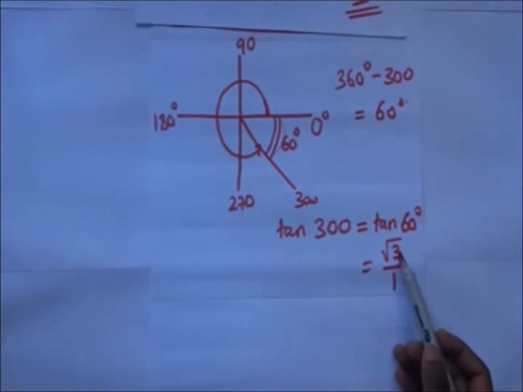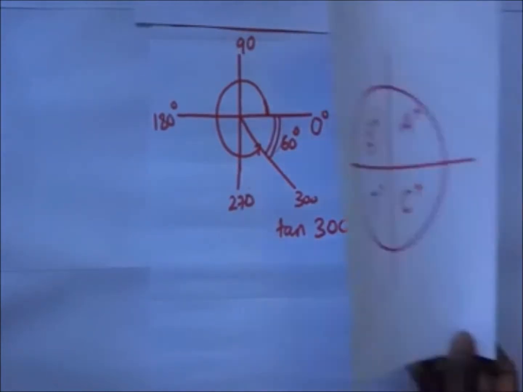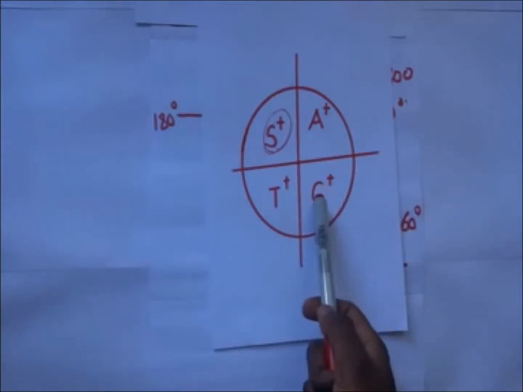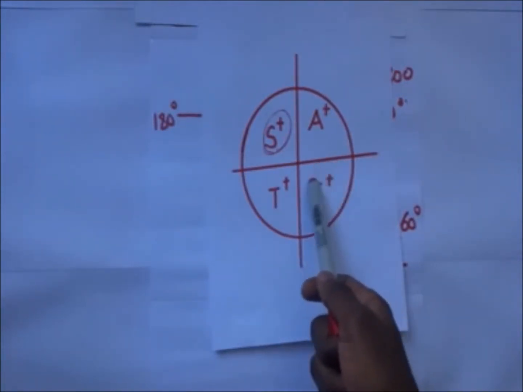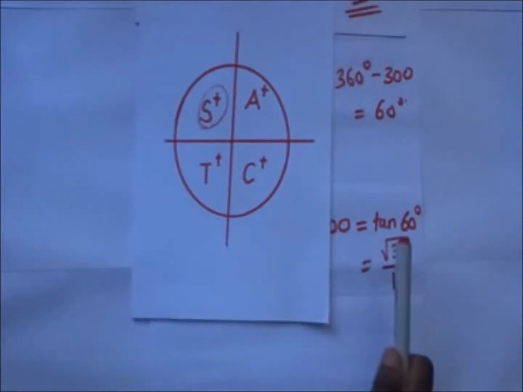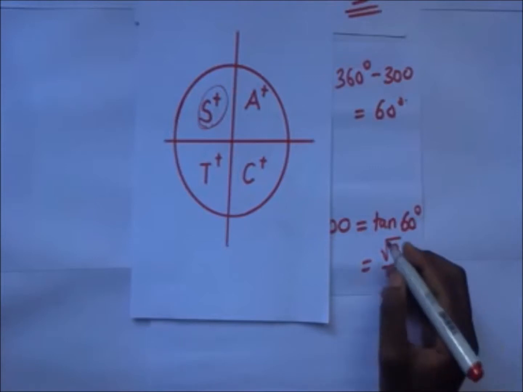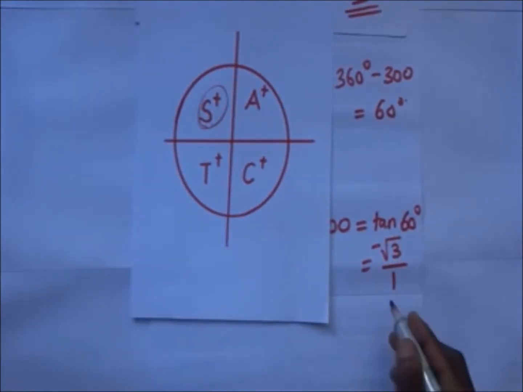Now, is this tangent root 3 over 1 positive or negative? Going back to this, we said that in the fourth quadrant, all the cosines of those angles are positive, and the rest are negative. So it means that this answer is negative. Negative root 3 over 1, and that's our answer, or negative root 3.